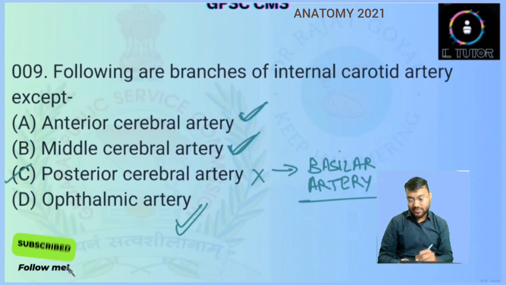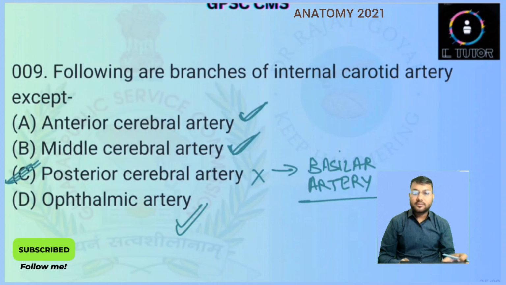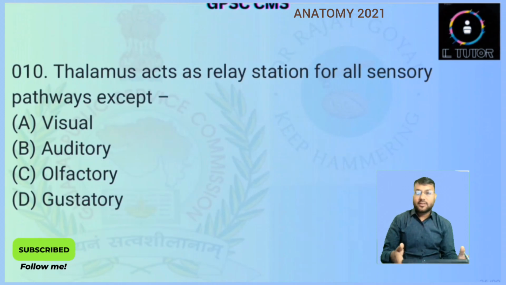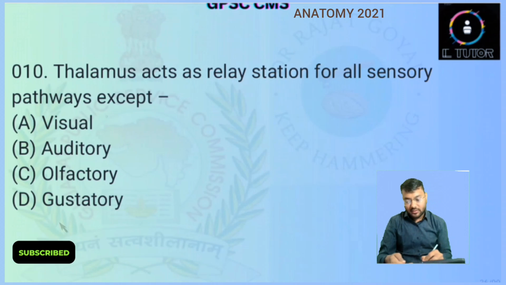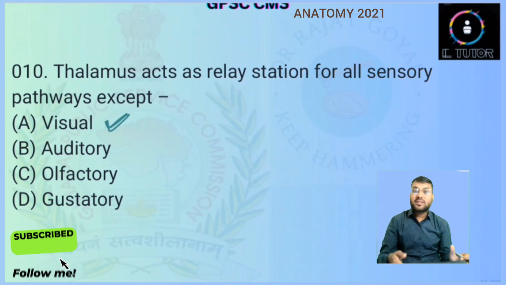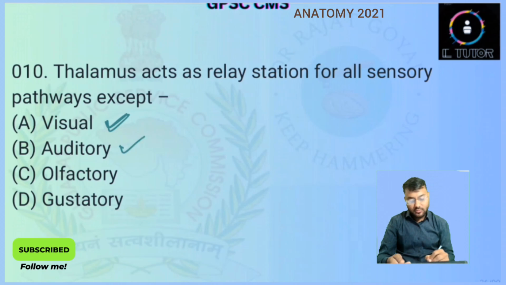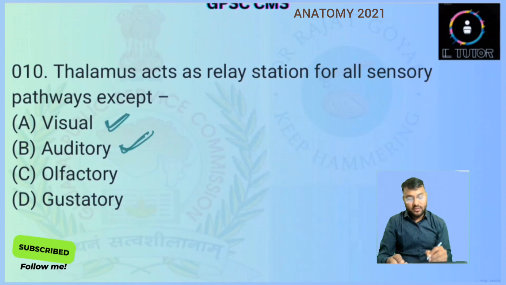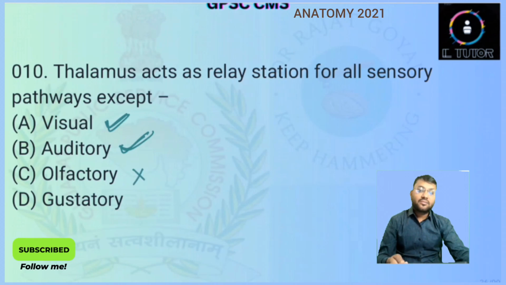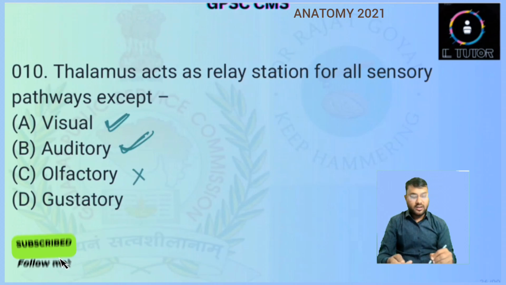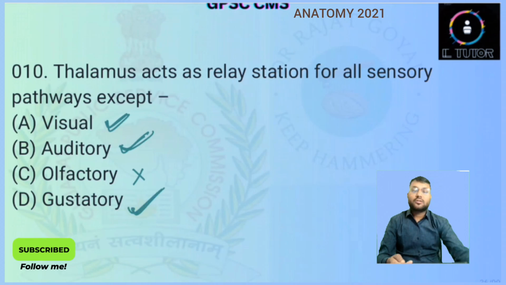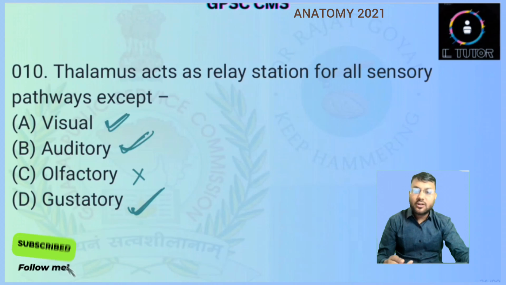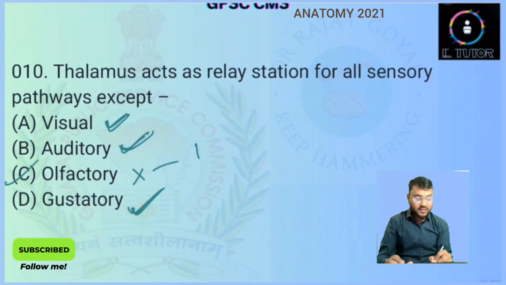So here answer will be option number C, posterior cerebral artery. Next question is, thalamus acts as a relay station for all the sensory pathways except. For visual we know that the sensation will come into the thalamus, auditory also, but olfactory sensations generally bypass the thalamus. So thalamus does not act as a relay station for olfactory sensations. And gustatory, they are also related to the thalamus. So here answer will be option number C, olfactory, because they bypass the thalamus.